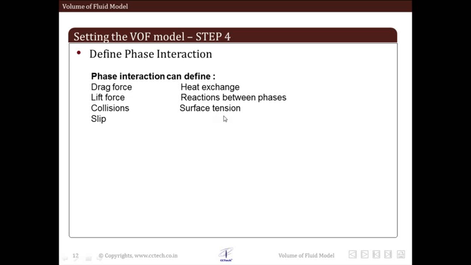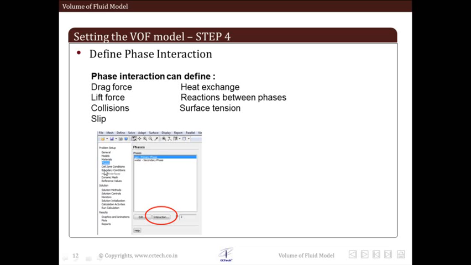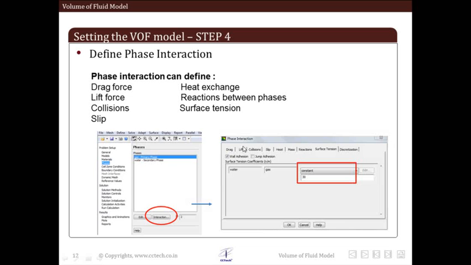When we define these interactions, the phases will behave as they behave naturally. Fluent allows you to define all these interactions. In order to define these interactions, we need to go into phases, select that particular phase, and then click on interaction button. Once we click on interaction button, the phase interaction panel pops up. We can define various interactions here.